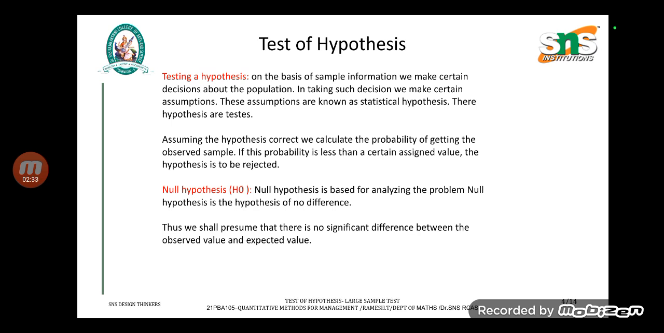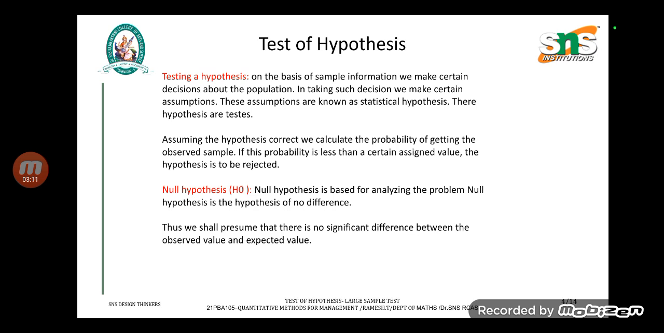Next, what is test of hypothesis? On the basis of sample information, we make some decision about the population. In taking such a decision, we make certain assumptions. These assumptions are known as statistical hypotheses. These hypotheses are tested. Assuming the hypothesis is correct, we compute the probability of getting the observed sample. If this probability is less than a certain assigned value, the hypothesis is to be rejected.